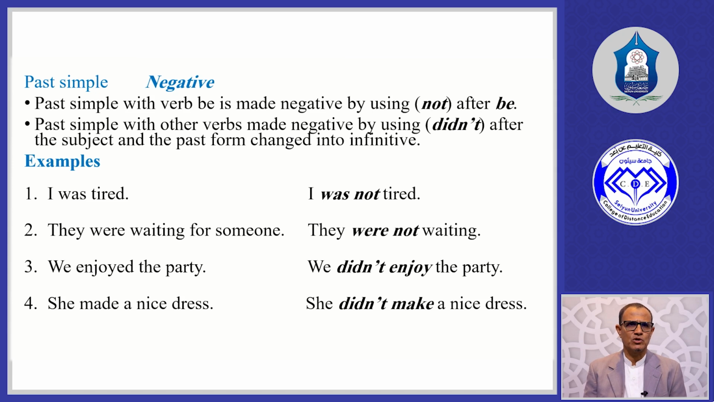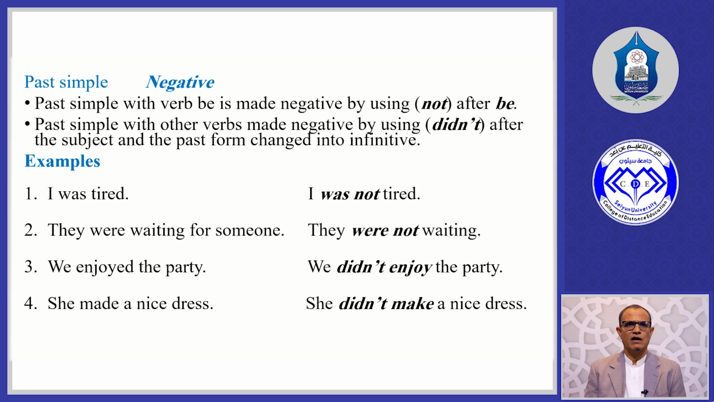She made a nice dress also. It will be she didn't make a nice dress. We have changed the verb here from made into make, because make is the infinitive of the verb, and it should be infinitive because we have the word didn't here, did, so it should be followed by the infinitive make. So this is the negative of the past simple tense.